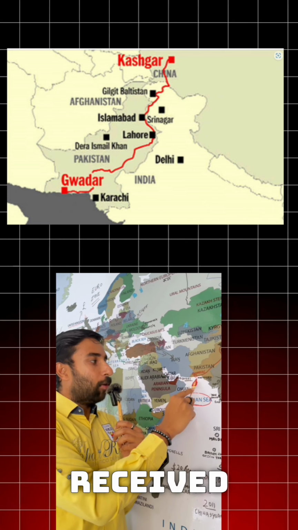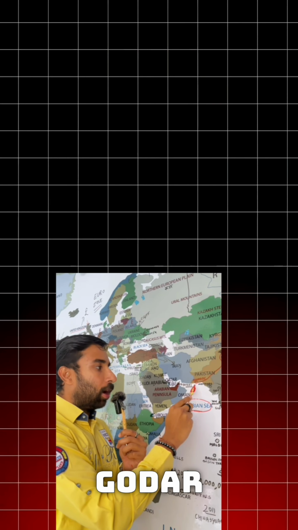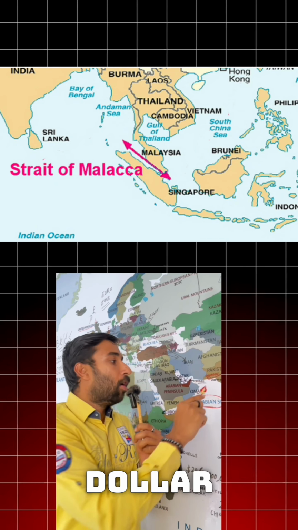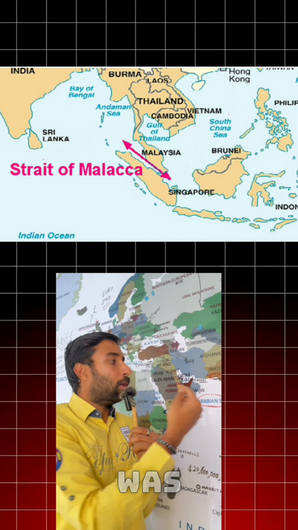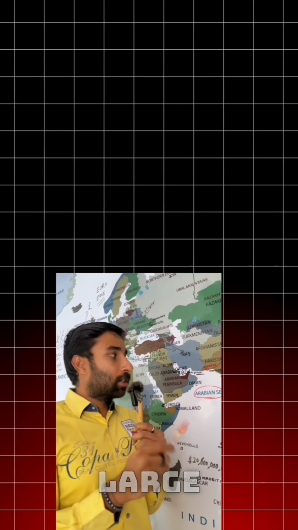Now when China has received all the goods at Guadar port, it needs to develop the city of Guadar. So for that, China has invested $300 million to develop this port. This port was shallow, and then China has made it into a deep sea port to handle large cargo ships.